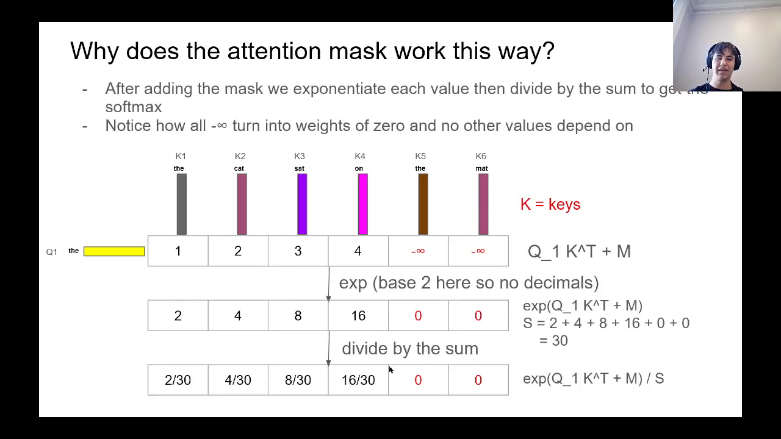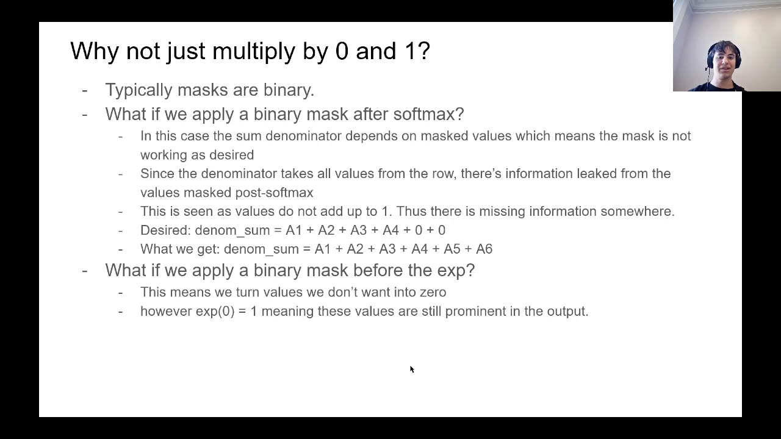And then this is just dividing by the denominator, and if you divide by the denominator, 0 divided by anything besides 0 is 0. So yeah, that is that. And that is the reason why you do this. So mask by negative infinity so that the negative infinities become zeros, and then you have 0 weight.